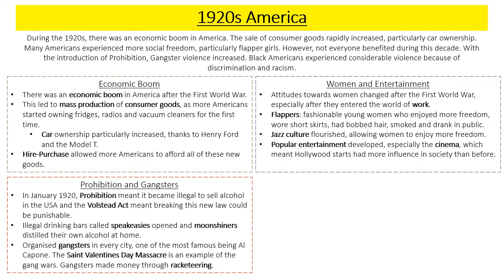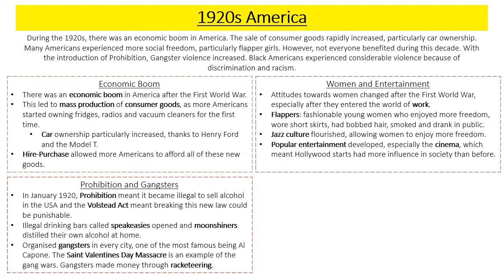So starting to think of Prohibition then, in January 1920, Prohibition ensured that alcohol was now illegal, so you could no longer sell or drink it legally. And they also introduced something called the Volstead Act, which meant if you broke this law, so if you were selling alcohol or drinking it, this was a punishable offence, so you were officially committing a crime.